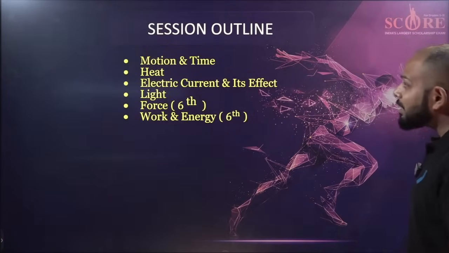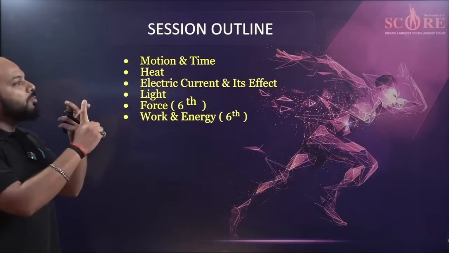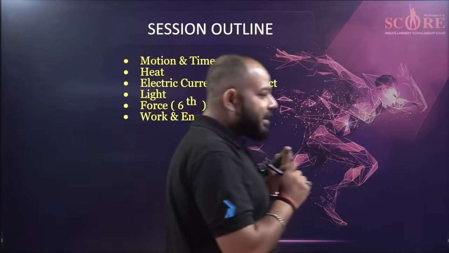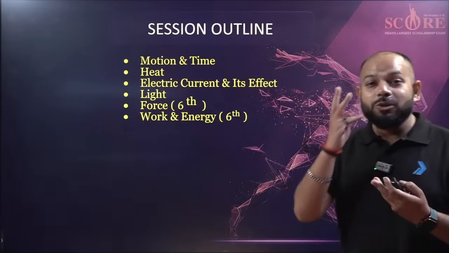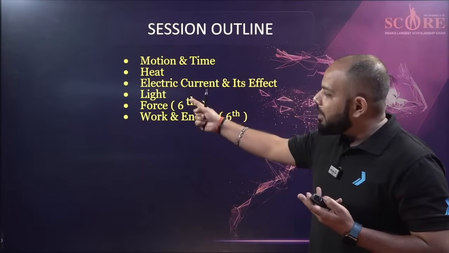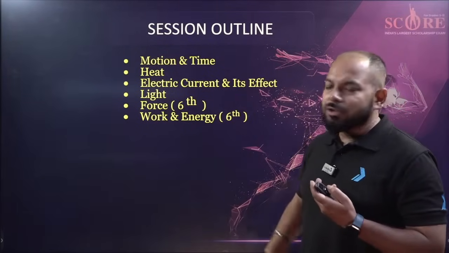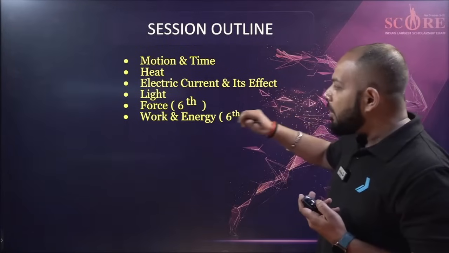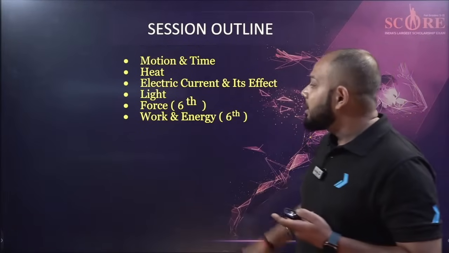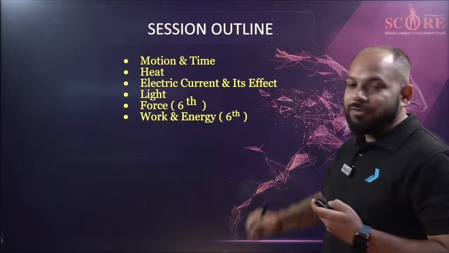Here we can see the session outline. We will be talking about motion and time, heat, and electric current and its effects. We all know electric current shows three effects: the magnetic effect, the chemical effect, and the heating effect of electric current. For now we will talk about the heating effect only. Then light, that is optics, where we talk about the optical ray system. Then force from grade 6, and work and energy from grade 6.